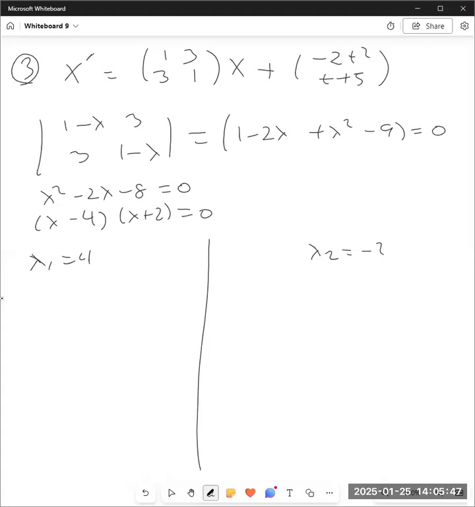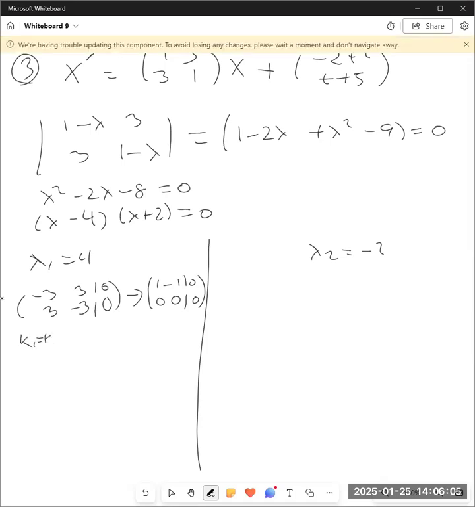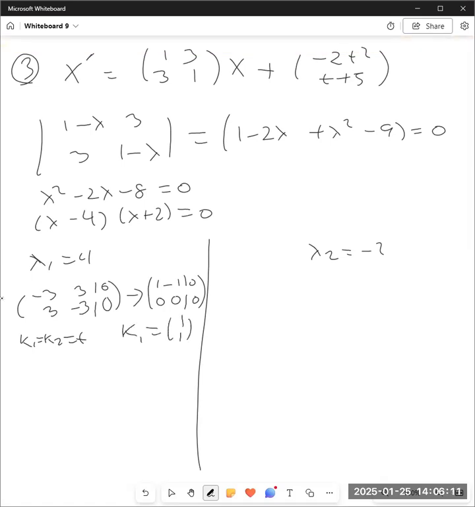When lambda 1 is equal to 4, we have [-3, 3, 0; 3, -3, 0], which turns into [1, -1, 0; 0, 0, 0]. K1 equals K2 equals t. So my K1 here is 1, 1. When lambda 2 is equal to negative 2, I have [3, 3, 0; 3, 3, 0]. So this is [1, 1, 0; 0, 0, 0]. K1 equals negative K2.